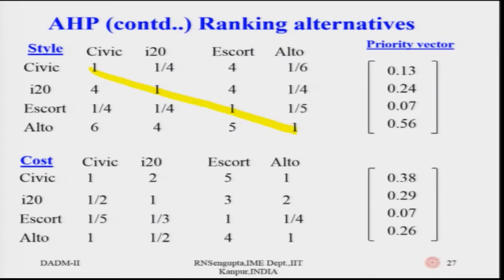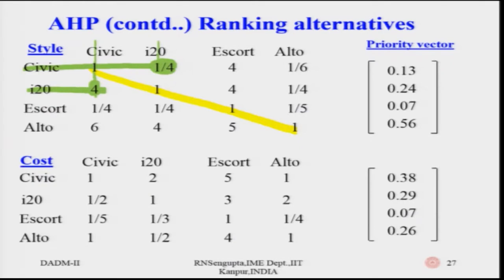Now, let us go to the off the diagonal element. So, consider that I am, let me use a different color, I am considering I20 with respect to civic. So, this is the value 4 given here, and when I compare civic with respect to I20, the value 1/4 is there. So, what does it mean?